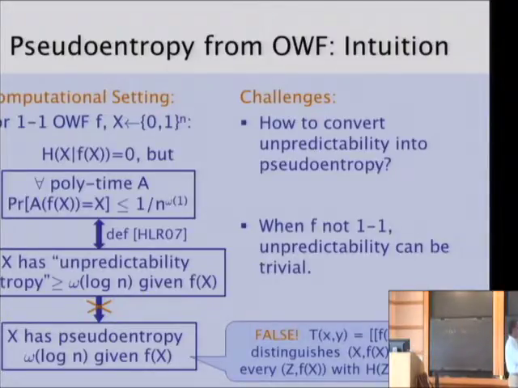A further challenge comes in dealing with the case that the function is not one-to-one. In that case, this condition, as I've written it here, the unpredictability of X given f of X, can hold for trivial reasons, just from the fact that given f of X, there are many choices for X. If the function is not one-to-one and many points collide at the same f of X, then you won't be able to predict the original value X with even exponentially small probability, but it's not for computational reasons. It's just for information theoretic reasons.